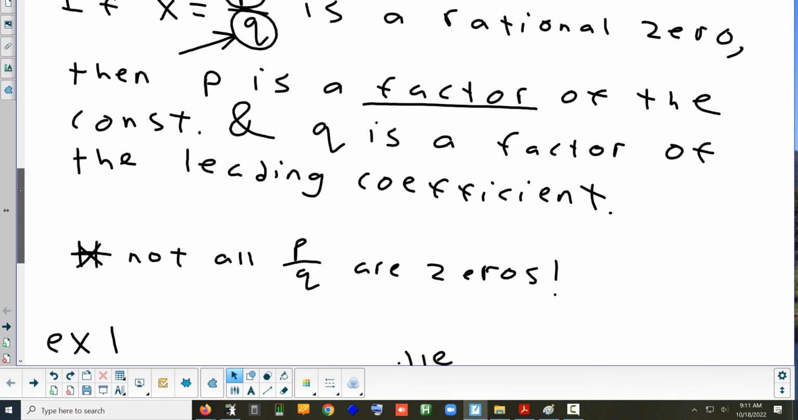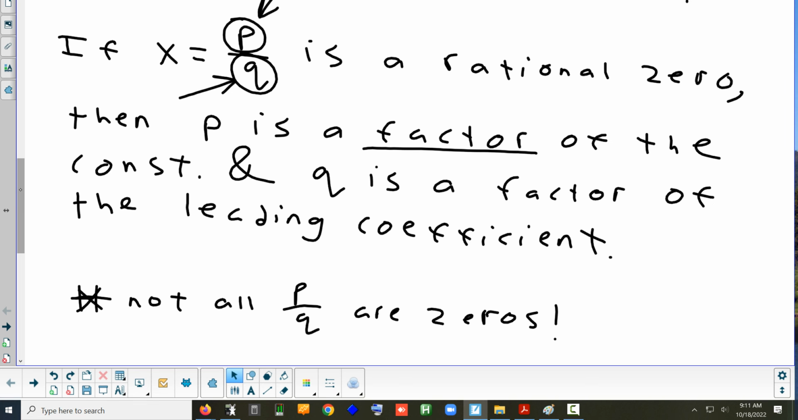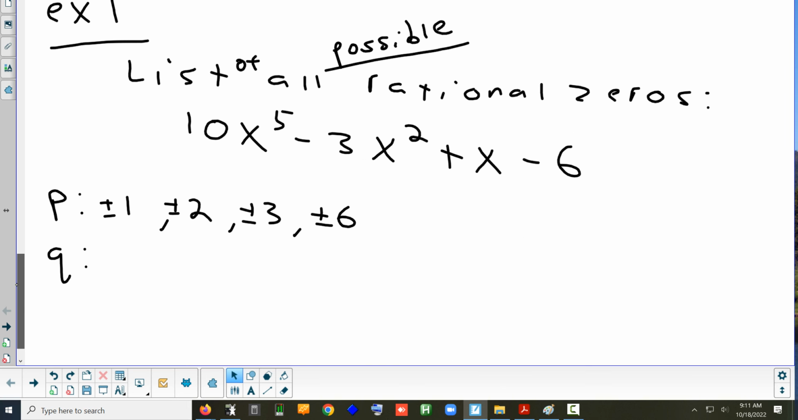Now let's do Q. Q are the factors of the leading coefficient. What's the leading coefficient in that polynomial? Yeah? 10. Can you tell me all the numbers that go into 10? That'd be 1, 2, 5, 10, and the negative versions of those. Okay. And that's it.